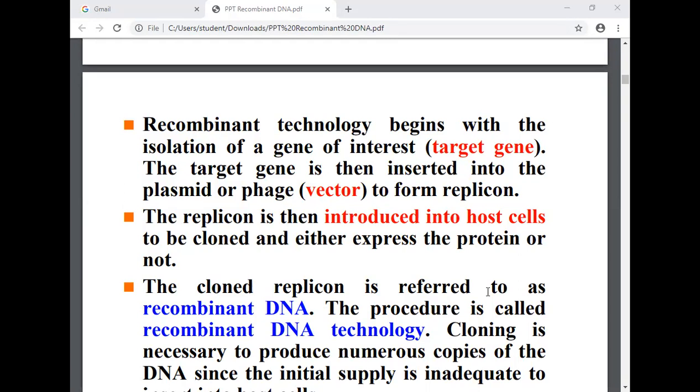So after that, we get the recombinant DNA segment, that particular piece, which is then introduced or transformed into a host cell, a living cell, wherein it will start replication, and we can have a large number of what we intend to get, the cloned copies, right? The cloned replicant is referred to as recombinant DNA, and the procedure, as you are well aware, is known as DNA technology.